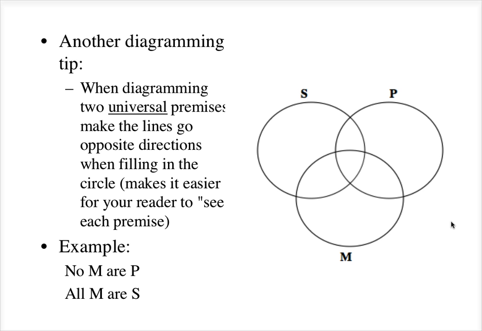Another diagramming tip. When diagramming 2 universal premises, make the lines go in opposite directions when filling in the circle, because it makes it easier for your reader to see each premise. Alternatively, you could use a different color if you're doing this by hand and doing it in color. So we have no M are P and all M are S. Doesn't matter which one we do first. So we'll do no M are P. And then we'll do all M are S. And see how I've both used a different color and I made my lines go in different directions. And that makes it easier to read the diagram.